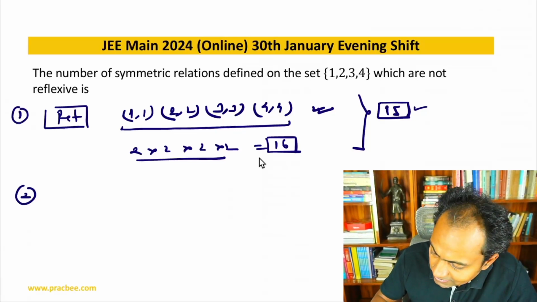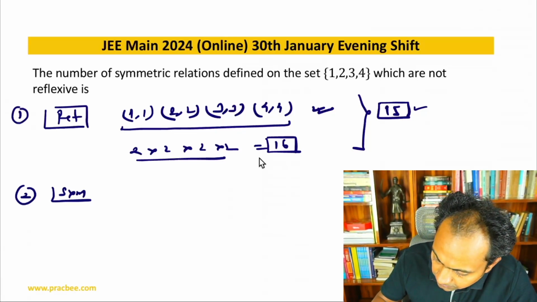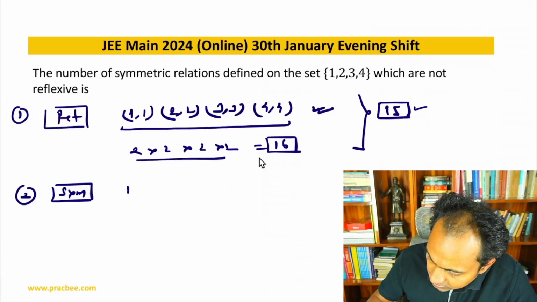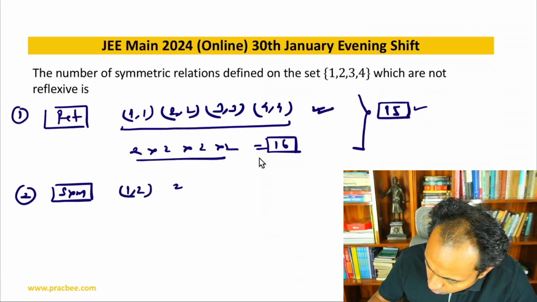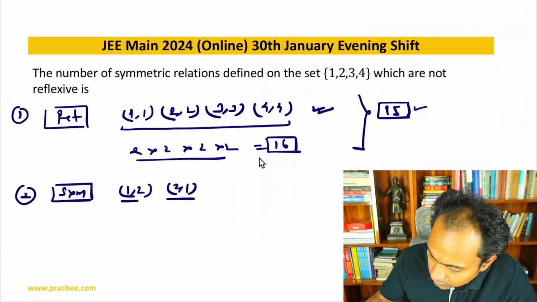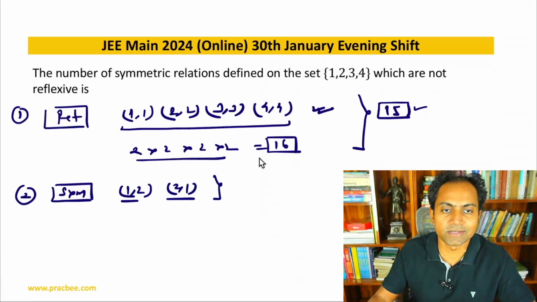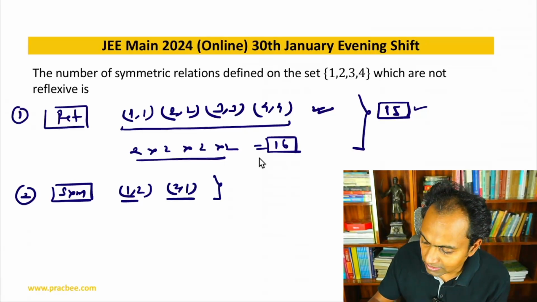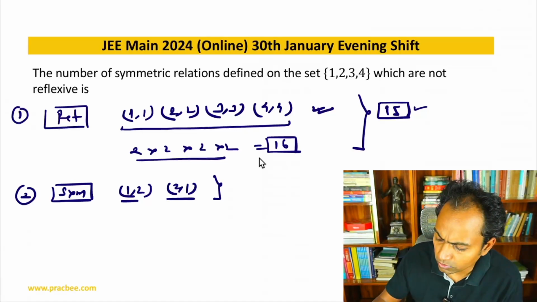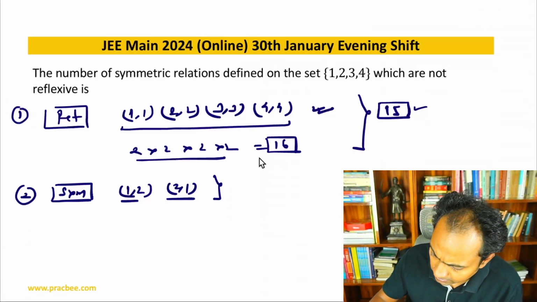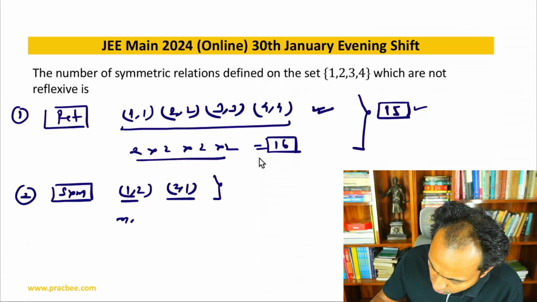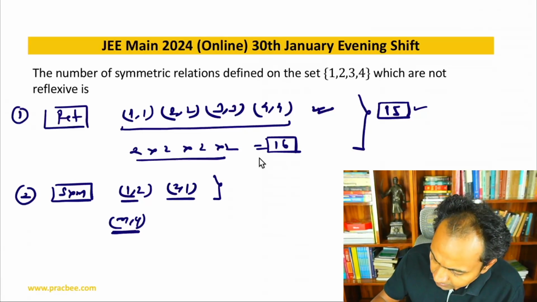Now in the second condition, they are saying that it needs to be symmetric. Now we can see that for symmetric, if I take 1, 2, then 2, 1 should also be there. So we need to figure out how many such pairs are there. So you can see that if I take 1, 2, correspondingly 2, 1 would be there.